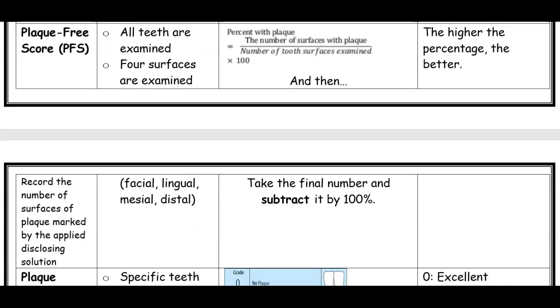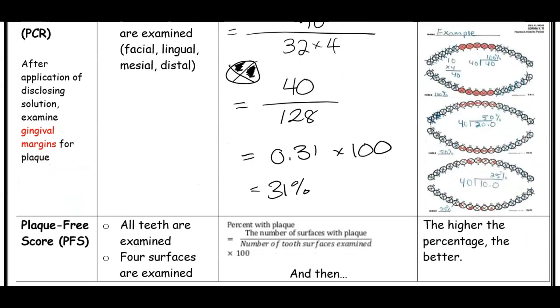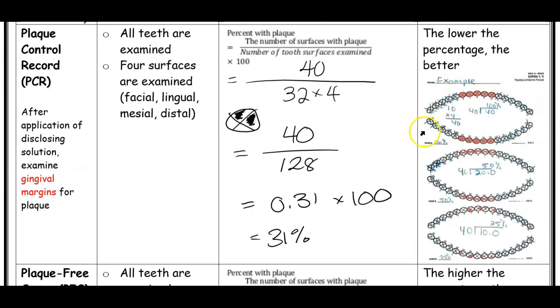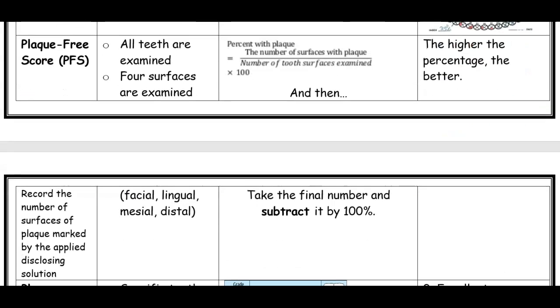Now let's look at plaque free score. So plaque free score looks at which areas are free of plaque. I'm using the same example here. All you do is you take this number and you go 100 minus 31. So you subtract it from 100%, right? So what I'm going to do is go 100 minus 31. And that gives me 69%.